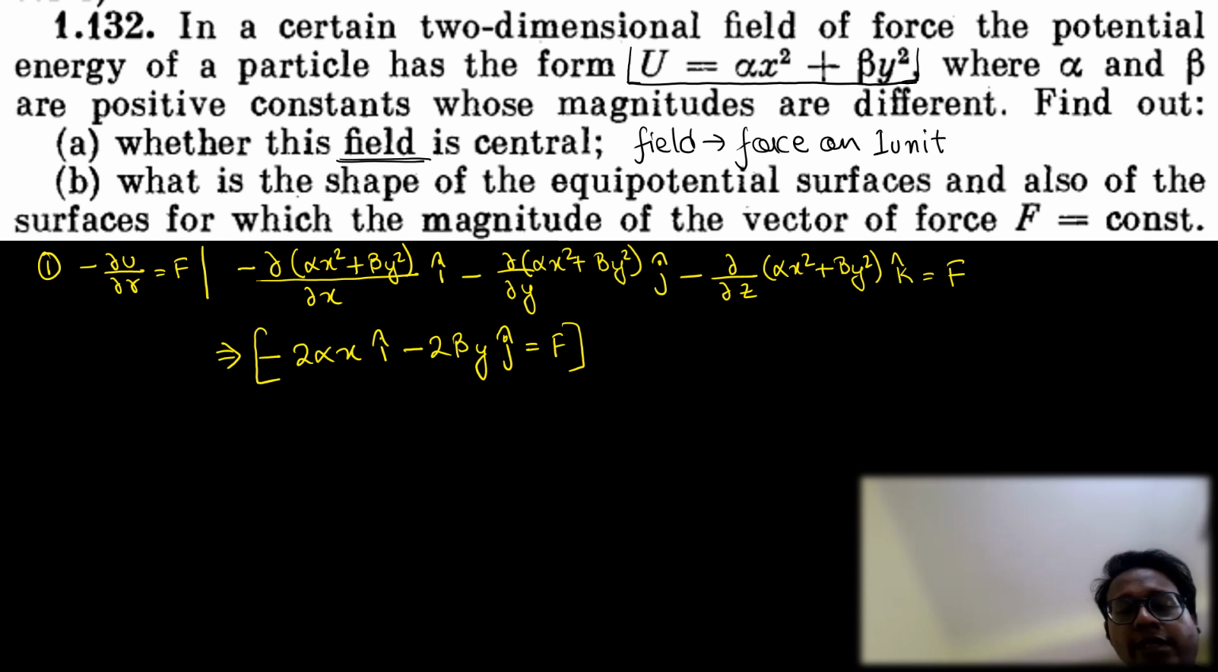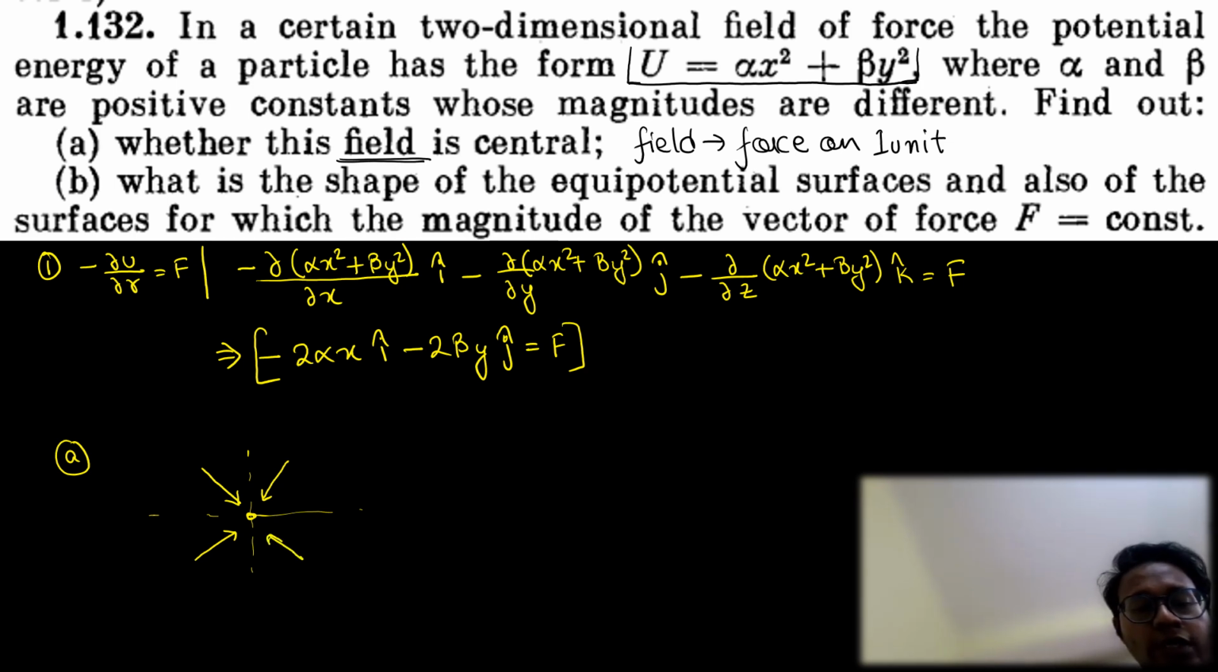What is the meaning of central? Suppose this is the origin. Central forces are usually those forces where the vector at any point, see, this force is given in terms of x and y, no? So at any values of x and y, the vector should always be pointing towards the origin. And how do I mathematically derive that all the vectors, for all values of x and y, are pointing towards origin?